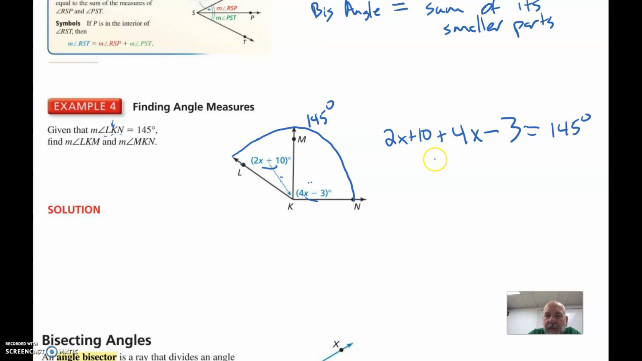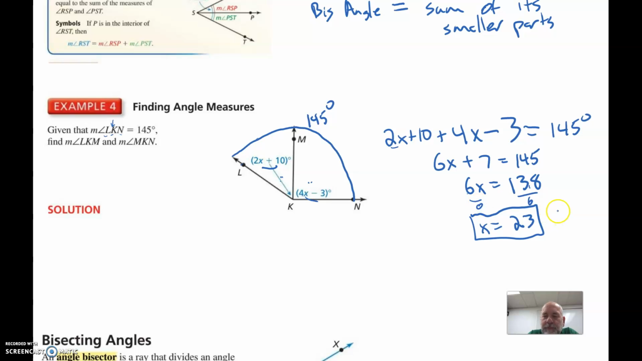Now I can solve it. Add like terms: 6x, and I'll add the numbers at the same time, plus 7 equals 145. So I'm going to subtract the 7. 6x equals 138. What? But that's okay. Then I'm going to divide by 6. 6 into 130 goes 20 times and leaves me 1 left over, and 6 into 18 goes 3 times, so x is 23. Woohoo! Whoops, I was going to write a sideways happy face there. Happy face, yay! Moving on.